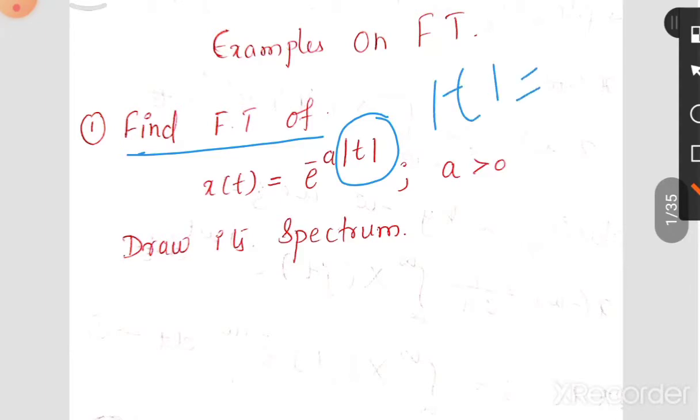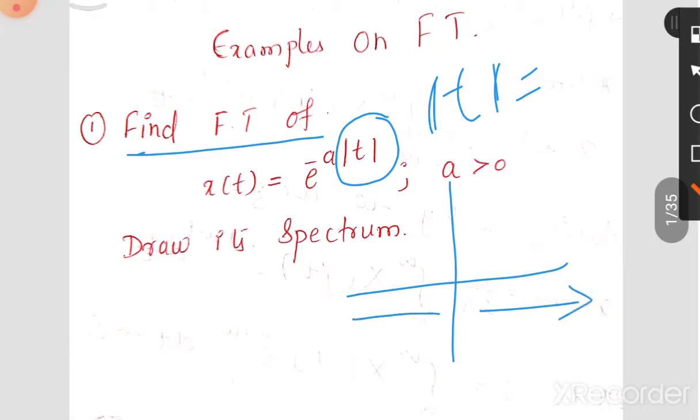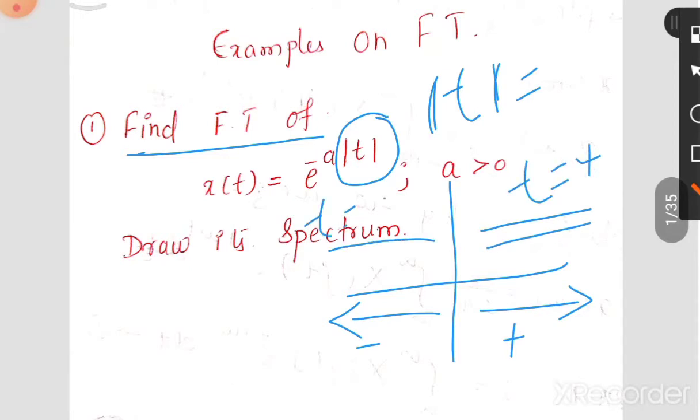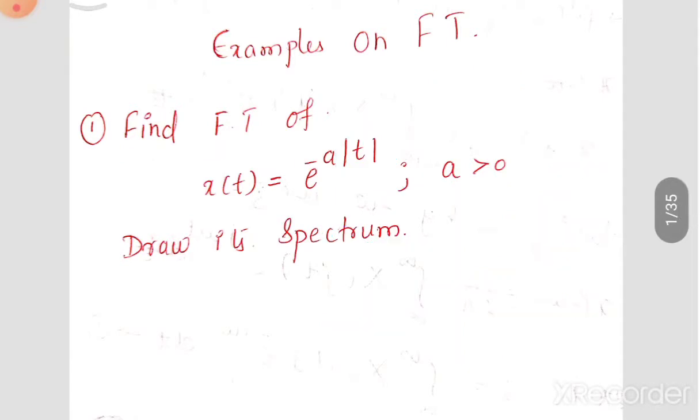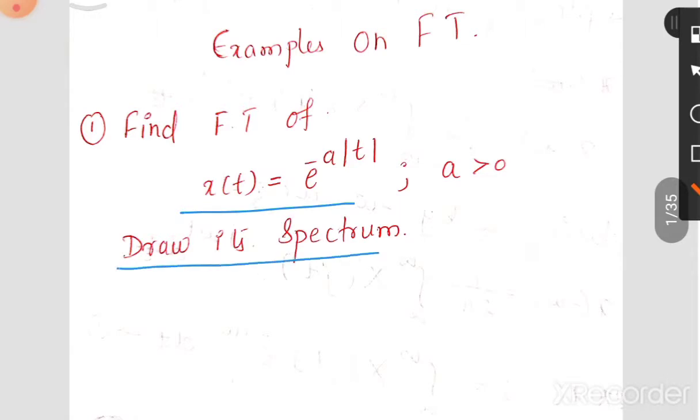The meaning of this is that t belongs to both sides, positive side as well as negative side. At this section t will be positive and at this section t will be negative. Now we have to find the Fourier transform of this and then draw its spectrum, where a is a constant and it is greater than 1.